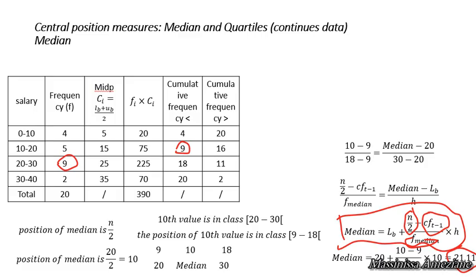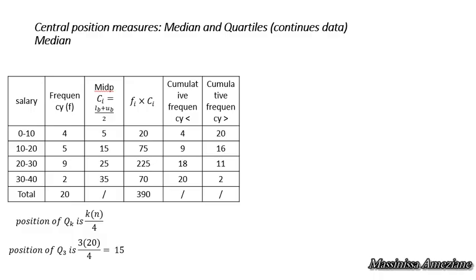Now what about the quantiles? It is exactly the same thing, the same formula. Let's check it with the quartiles. For Qk, the position is k times n divided by 4. Here let's check it with Q3. The position of Q3 is 3 times 20 divided by 4, because the number of observations, which is n, is 20. So 3 times 20 divided by 4, we get 15. The position of Q3 is 15.